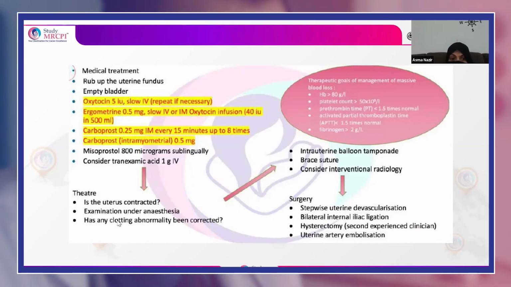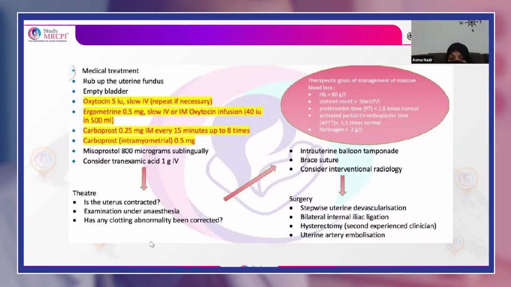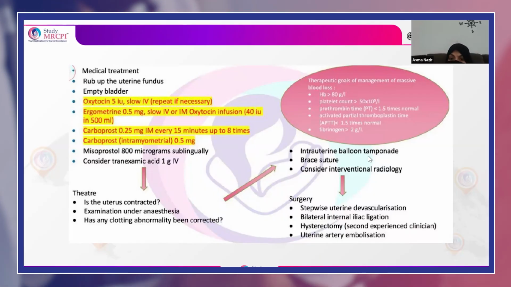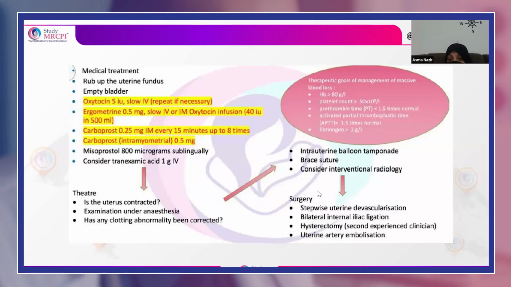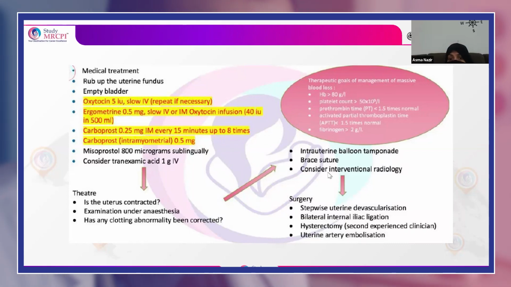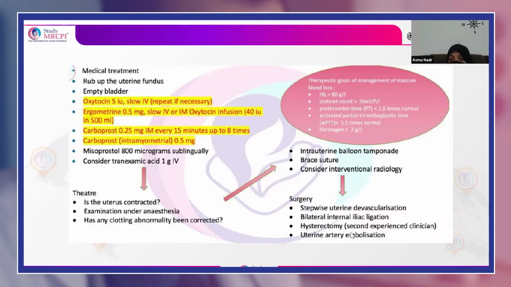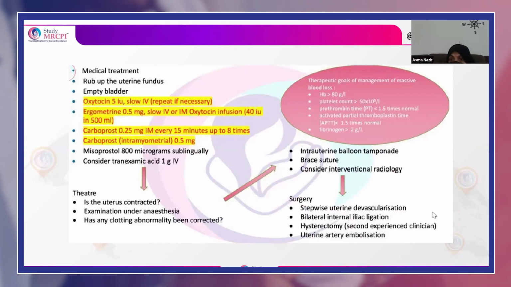we have to move the patient to the theater to check whether the uterus is contracted. Examination under anesthesia should be done. Is there any clotting abnormality which needs to be corrected? For surgical management, as we discussed, if these measures are not helpful, we have to go for balloon tamponade, and if not helpful, brace sutures, interventional radiology. And if we are going to open the patient, then the first step is uterine devascularization, bilateral internal iliac ligation, hysterectomy, uterine artery embolization.